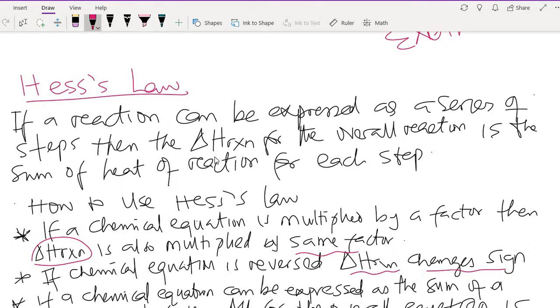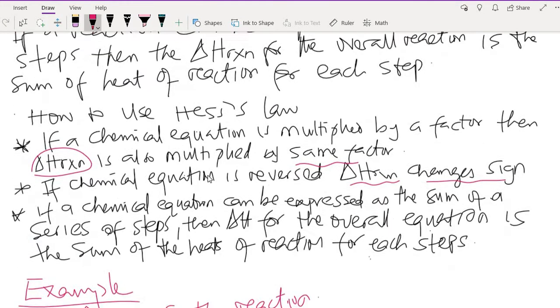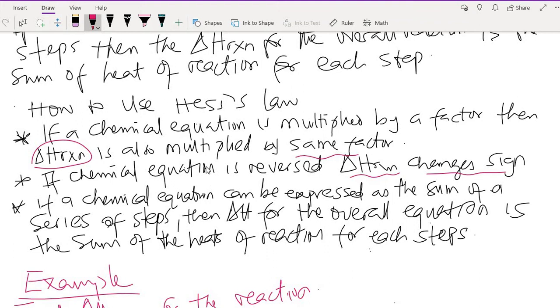For Hess's law, a reaction can be expressed as a series of steps. The overall reaction is going to be the sum of all the heat of reaction for each step. So we have ways in which we use this Hess's law.